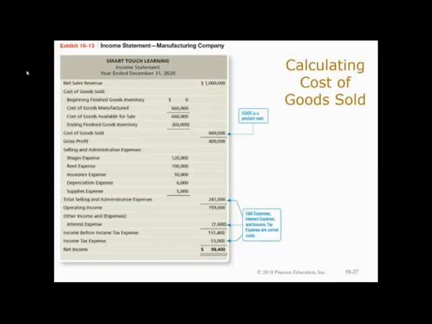They had other things they had to pay for too, like the wages of their selling staff and their administrators, like the rent on their administrative office and the insurance on that building and the depreciation of the equipment within that building and the cost of supplies used by those people that are not directly related to manufacturing. Well, all of that is a period cost, and they call that a selling and administrative expense.